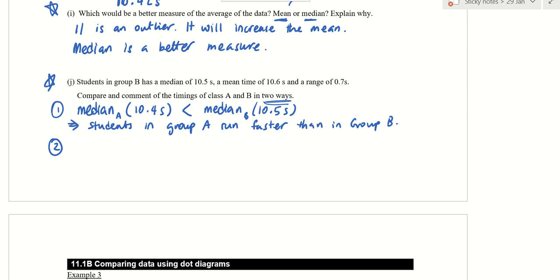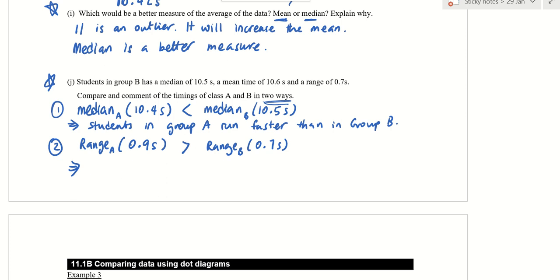The next thing that we want to compare is the range. So state range for A, we calculated it was 0.9 seconds. Range for B, it is given to be 0.7 seconds. Now, range for A is big, range for B is small. Our conclusion: the students in group B, they are actually more consistent. The values are all closer to each other because the range is smaller.